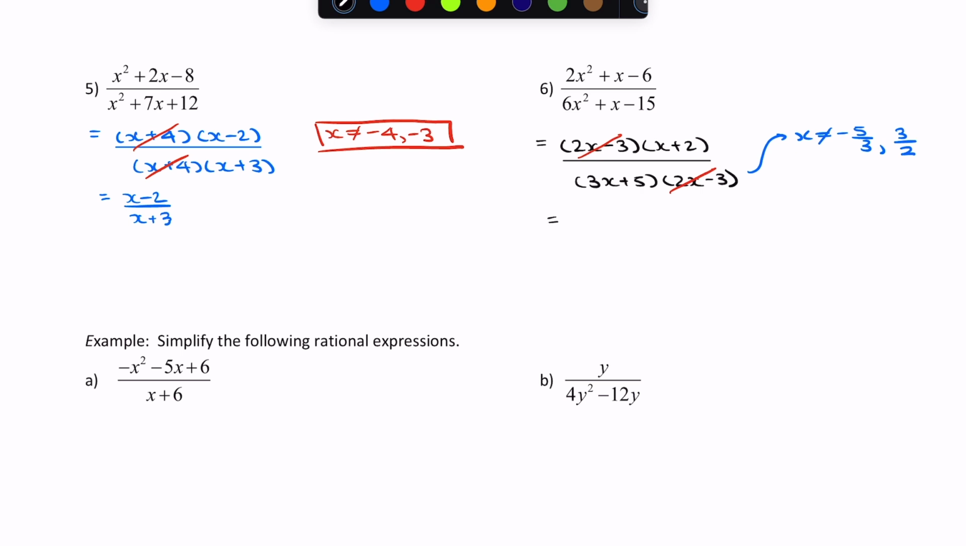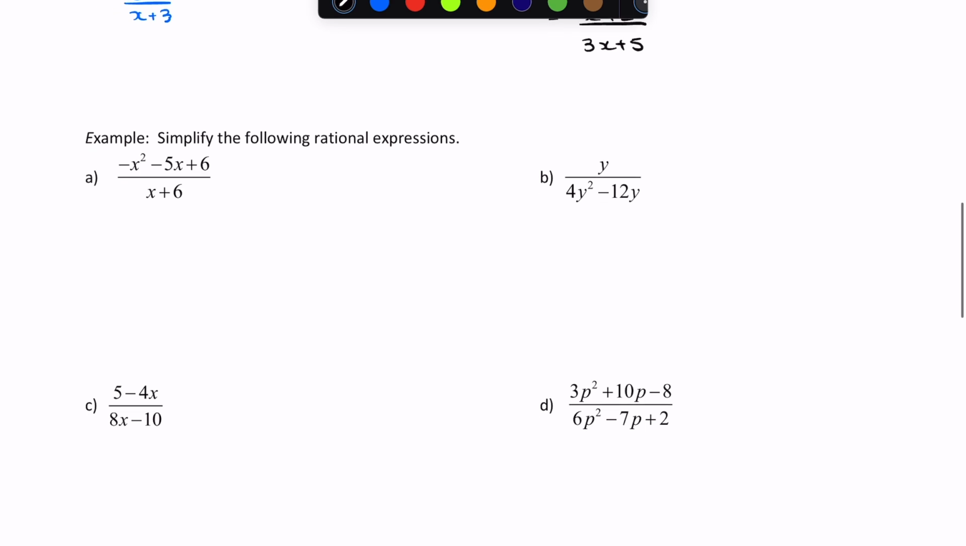From that, you're going to find an answer of x plus 2 over 3x plus 5. And finally, these few examples here. So a little bit more complex. So here we have negative x squared minus 5x plus 6 over x plus 6. First thing we'll do here is we'll factor out the negative from the numerator to make it a bit simpler to factor. So we'll be left with x squared plus 5x minus 6 after factoring out the negative 1. And at the bottom, we'll have x plus 6.